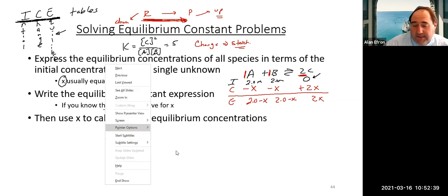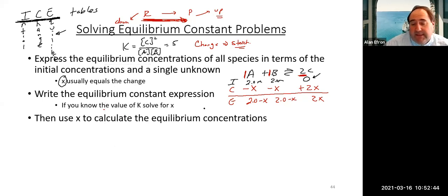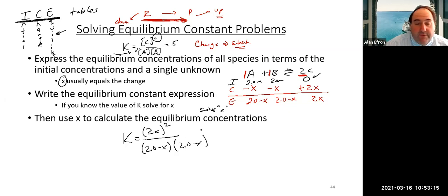Now, what do you do with this at this point? Well, this is where the math comes in. We basically need to solve for x at this point. So how do we solve for x? Well, we use our equilibrium expression here. So we take our equilibrium line and we would put it into our K expression. So up on top would be 2x. And again, remember, we do need to square it. On the bottom would be 2 minus x, which would be A, and 2 minus x, which would be B in this case, and that would equal 5.